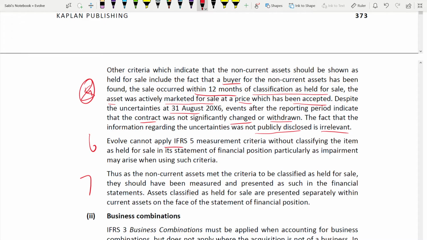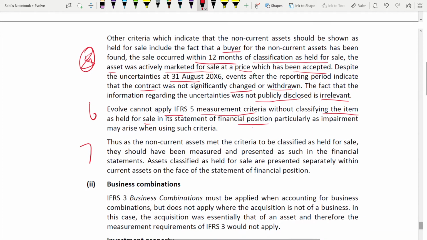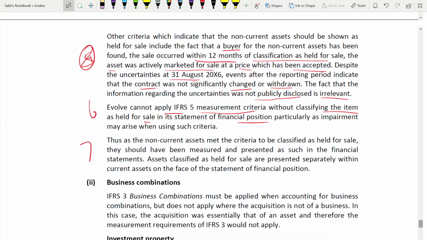So they cannot apply IFRS 5 measurement criteria, Evolve, without classifying the item as held for sale in the statement of financial position. Particularly as impairment may arise when using such criteria. You cannot. You first have to classify something as held for sale, then only you can apply the rule of IFRS 5. Otherwise, you cannot use the measurement criteria. Okay. Next.